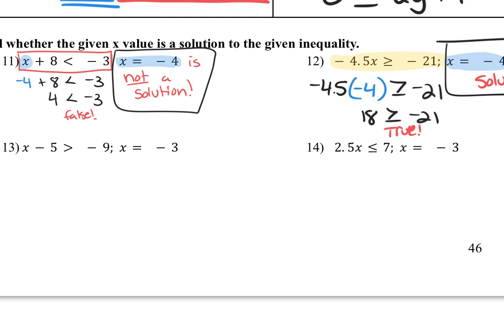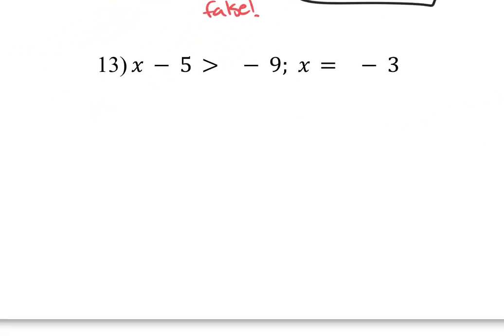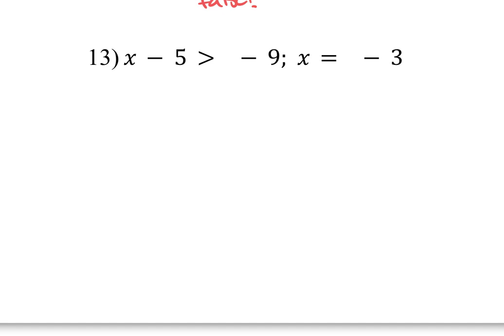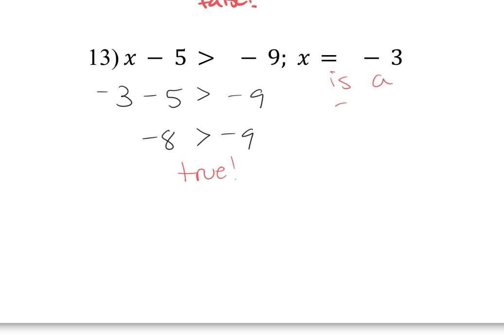You guys help me out. What did we replace x with for number 13? -3. Okay. I agree with that. Next, what did you get when you did -3 minus 5? -8. I agree with that. Yeah, so -8 is greater than -9. Yes, that is true. So I agree with whoever said it was a solution.